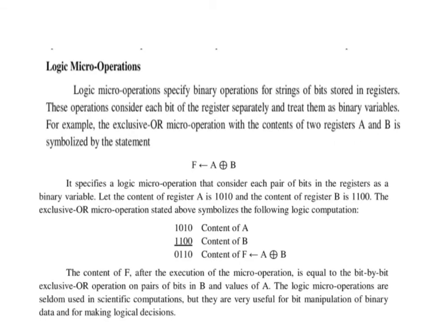This is a logic operation. A logical operation specifies the binary operation for strings of bits stored in registers. In this example, the main logic operation uses the exclusive OR micro operation with the contents of registers A and B, and it is represented as A exclusive OR B, transferred to register F. This is an example: the content of A and the content of B are exclusive ORed. The result is stored in register F. The content of F after the execution of the micro operation is equal to the bit by bit exclusive OR operation on pairs of bits in A and B.